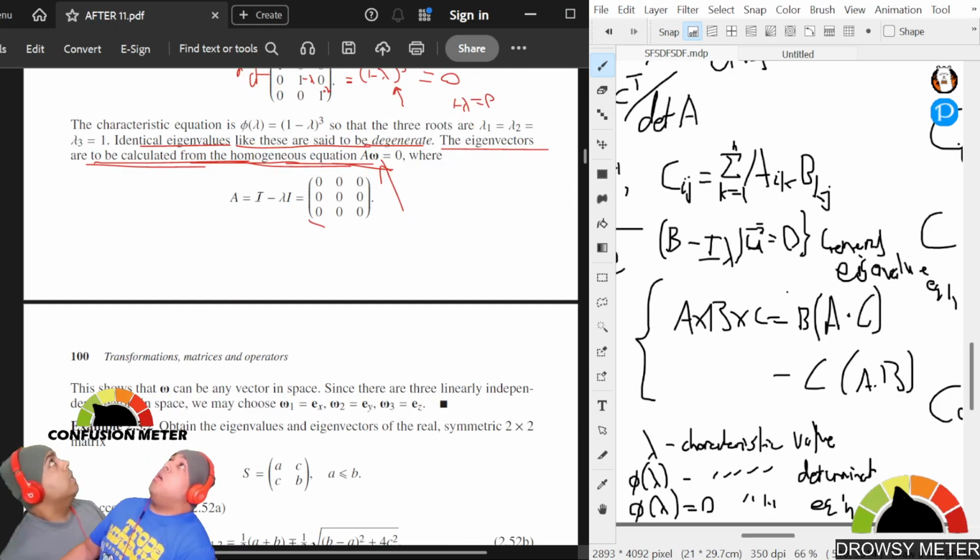This result tells us that omega can be any vector in space, since there are three linearly independent vectors. They're saying that since these three are identical, these three are parallel. I'm going to choose omega 1 equal e_x, omega 2 equal e_y, omega 3 equal e_z.